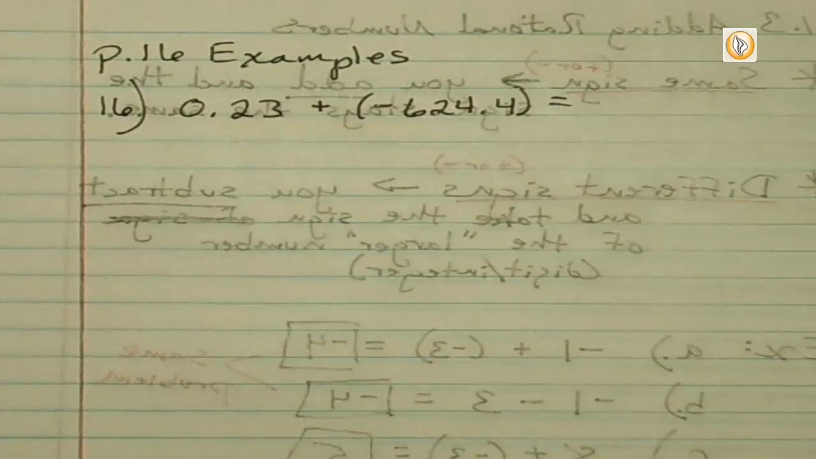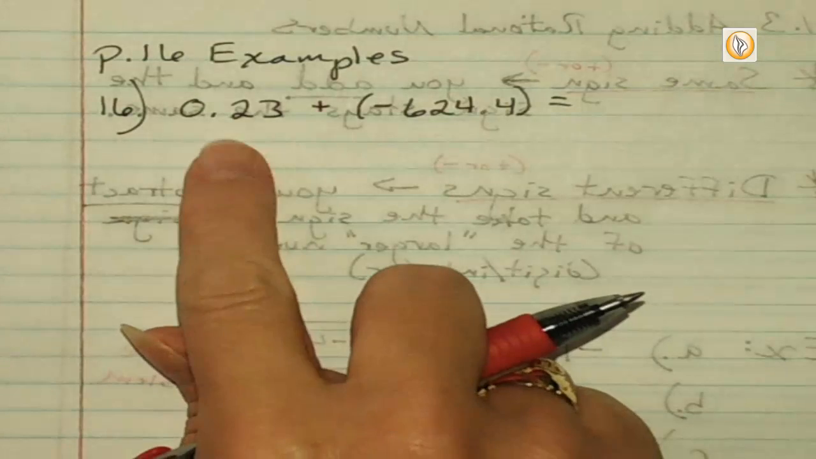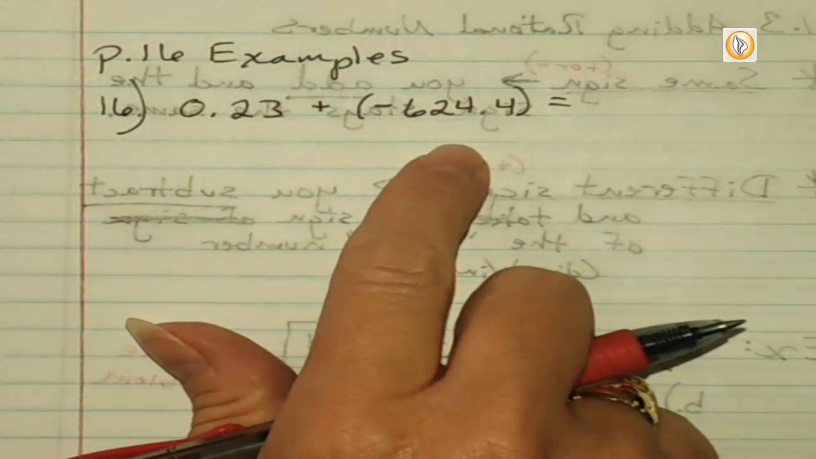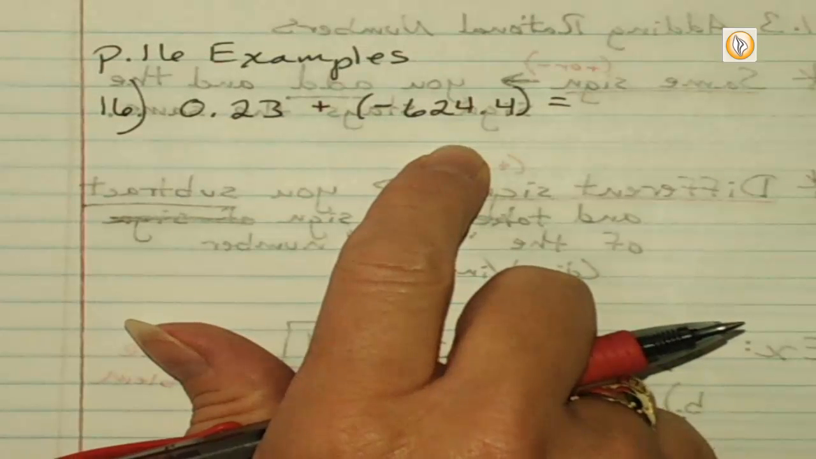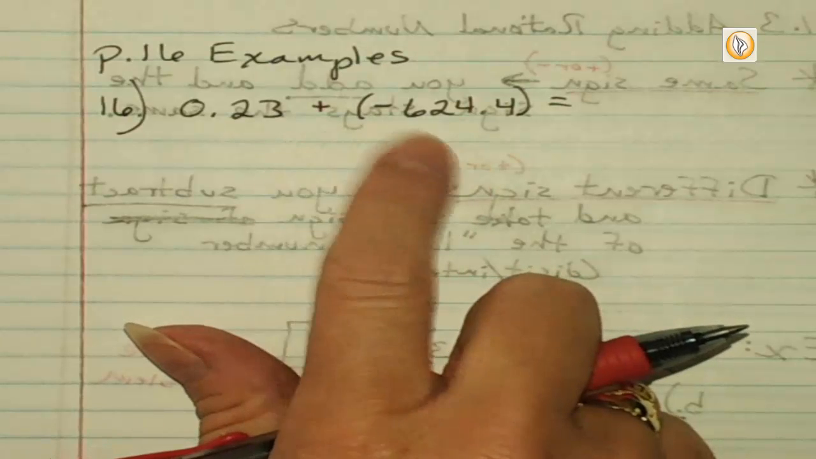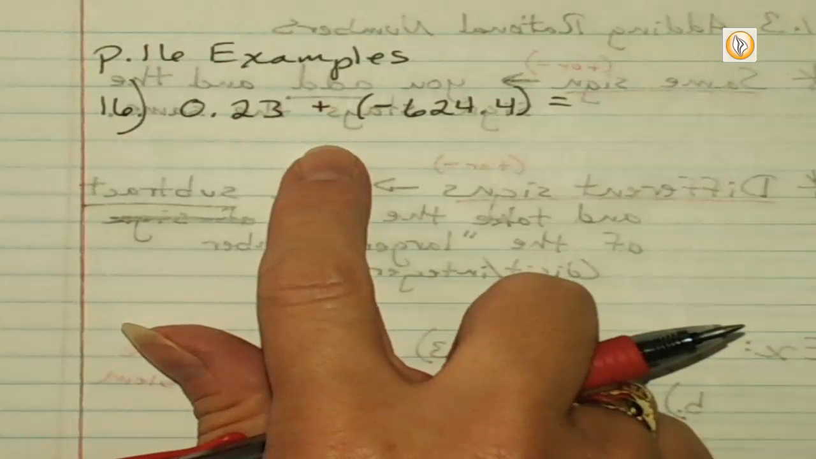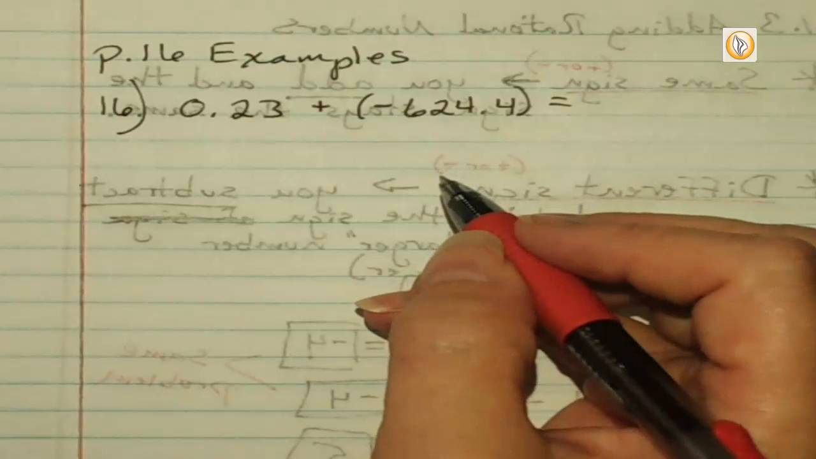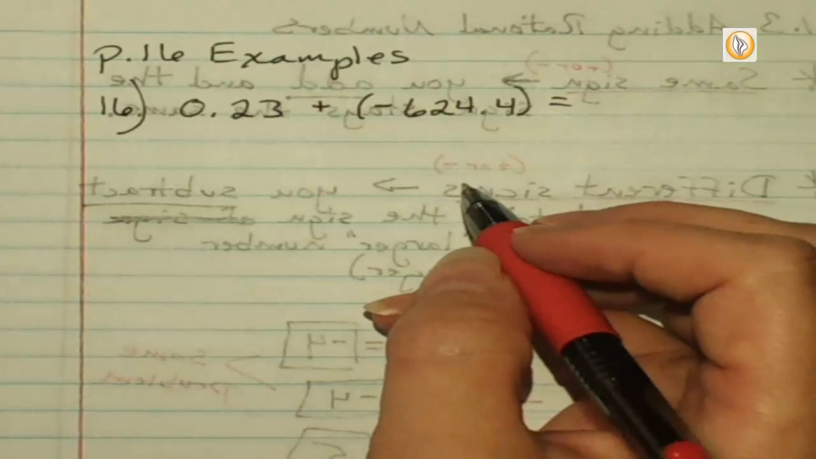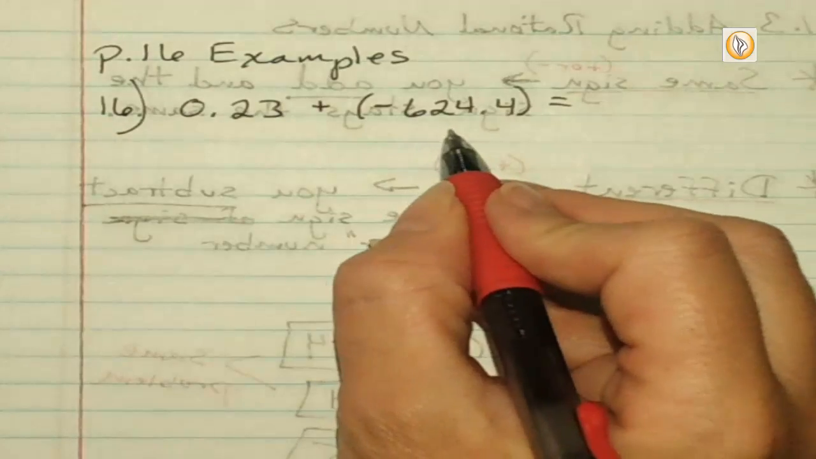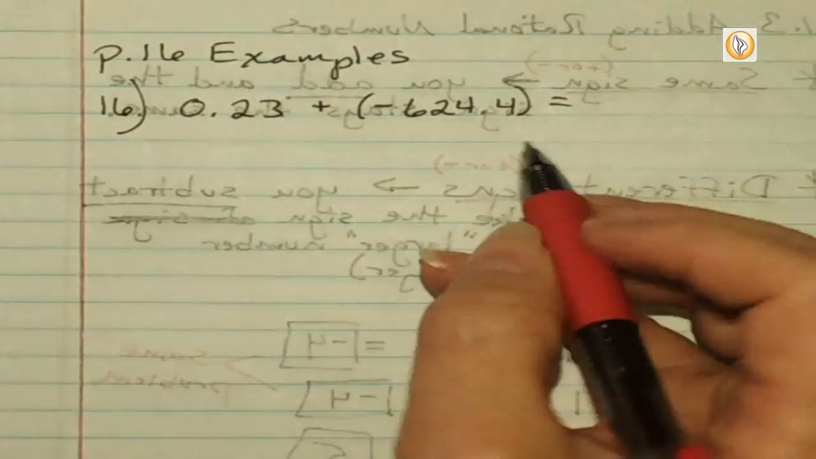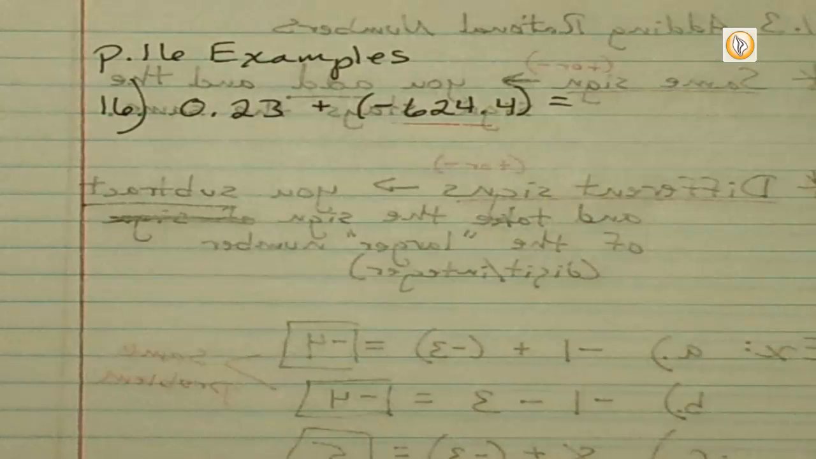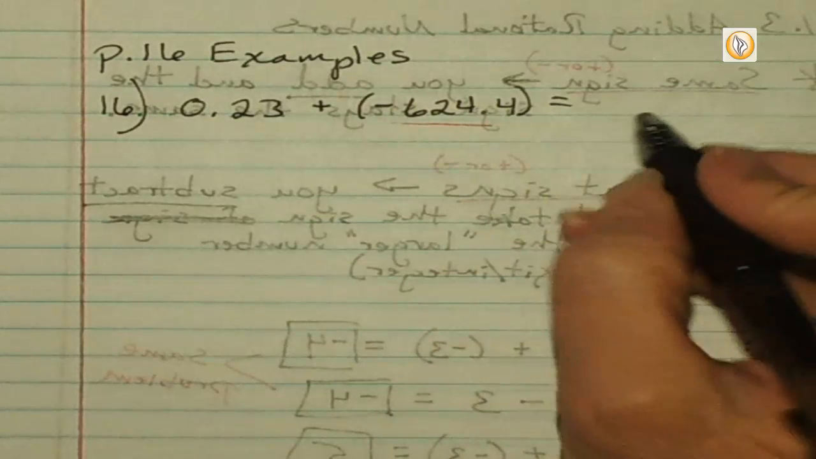Question. Are they same sign or different sign? Different. This is positive, this is negative. So then what am I going to do? Sam, what do I do if they're different signs? And take the sign of the larger. Okay, very good. This is going to be my larger, correct? Right? So the answer is going to be negative. We know that.